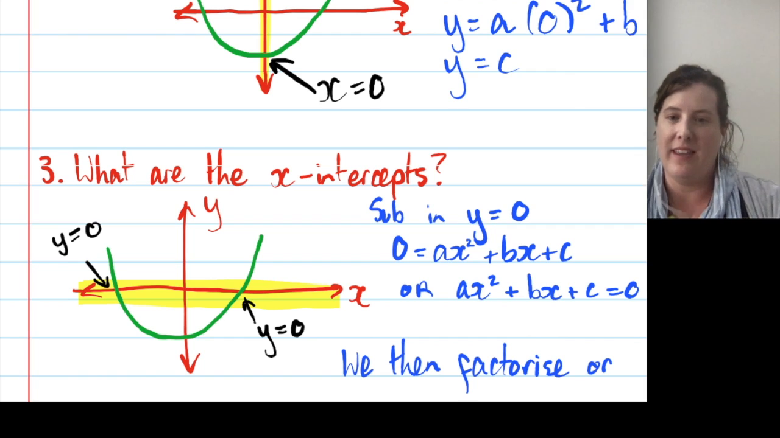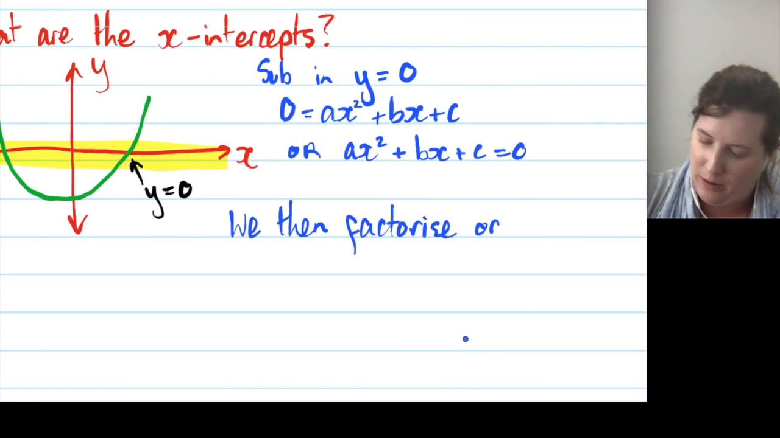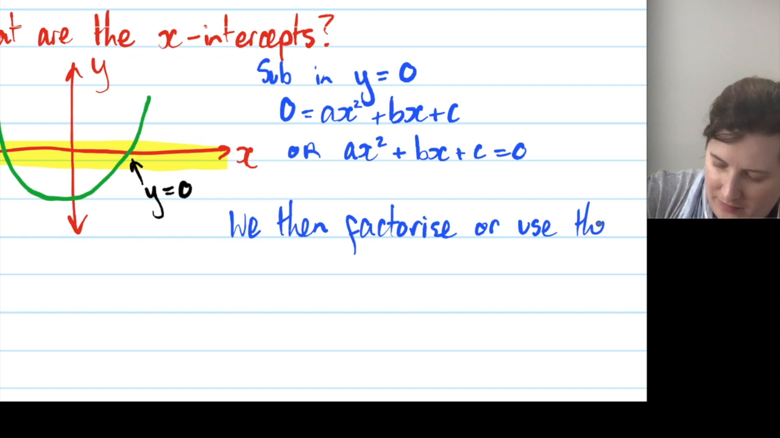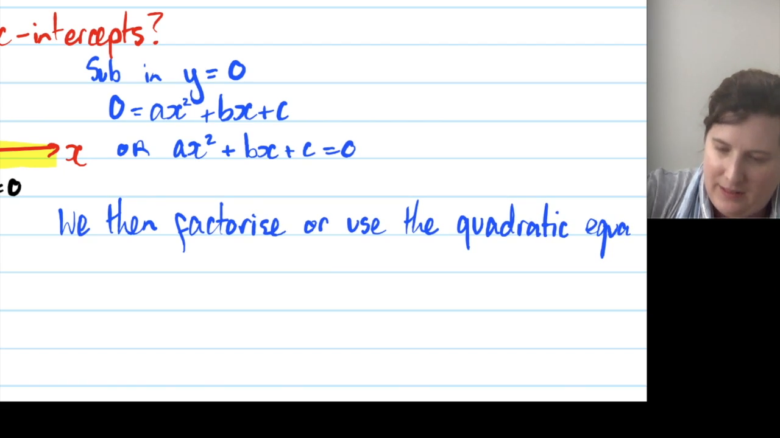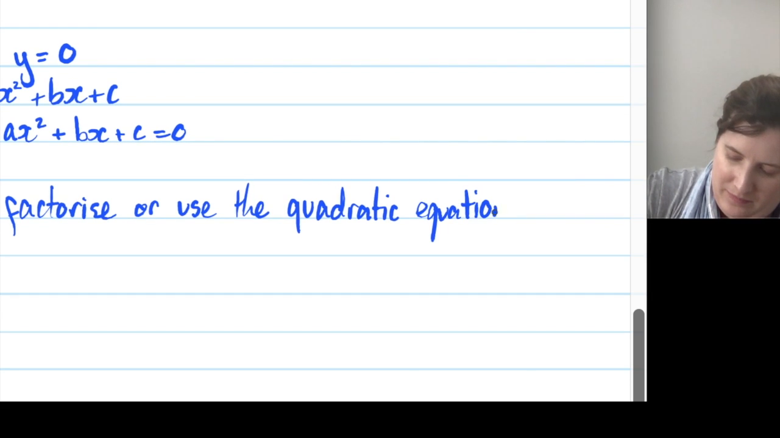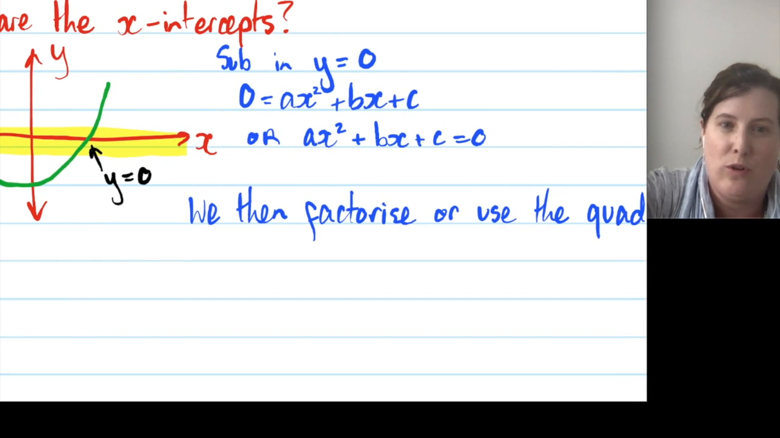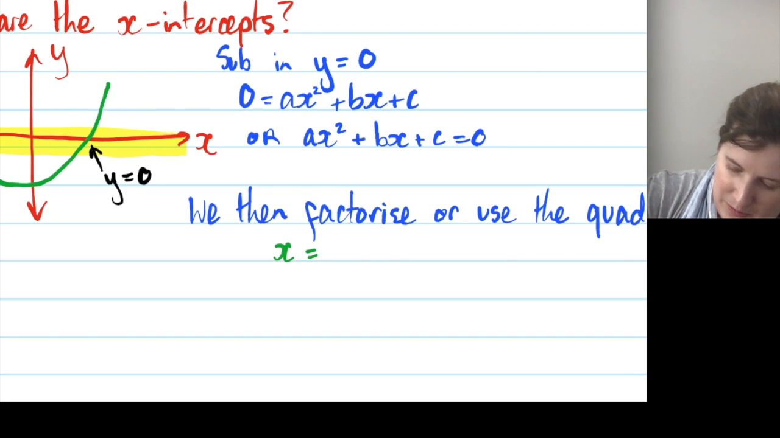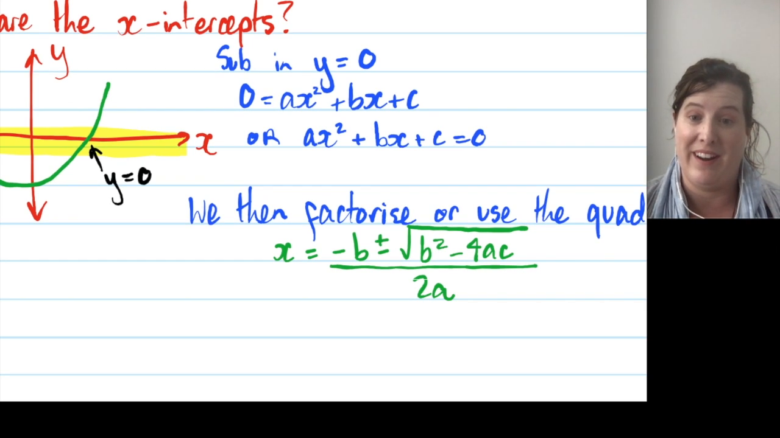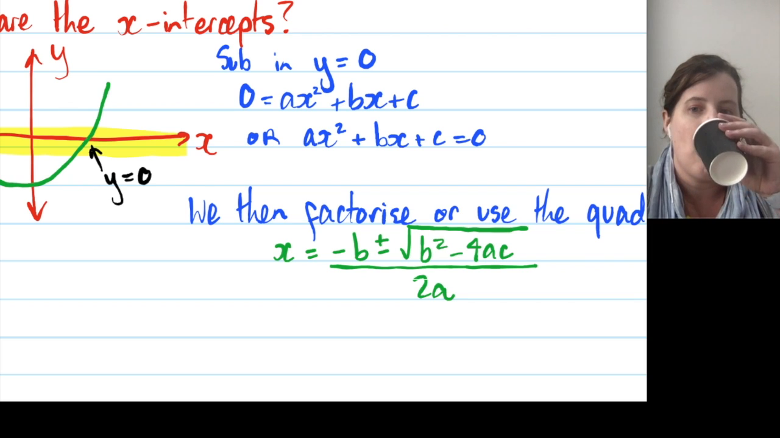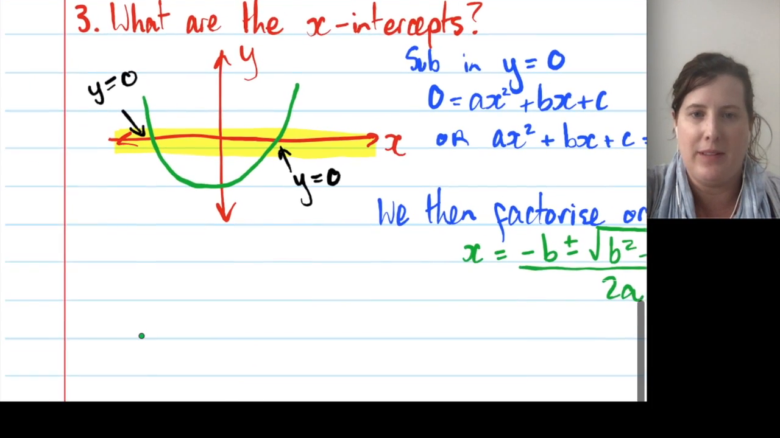So we can then factorize, or we can use the quadratic equation. I can tell you which one I usually do. Oh, I can't for this. And I'll remind you what the quadratic equation is. X equals minus b plus minus the square root of b squared take 4ac all over 2a. Are you at the point that you can say that off by heart yet? Okay. So we'll do some examples later.